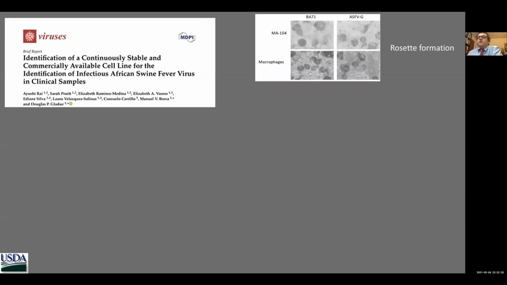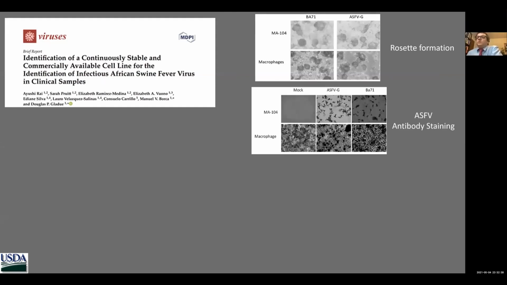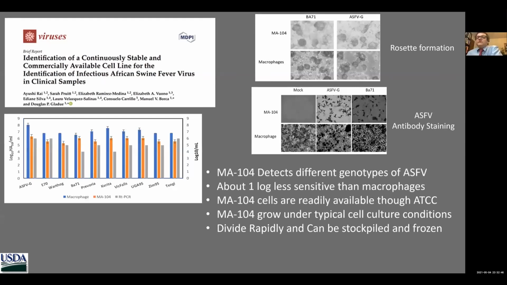So last year, we solved one of these problems where we identified a commercially stable cell line for the identification of infectious African swine fever in clinical samples. And here we show MA104 cells. As you can see, in MA104 cells or macrophages, you're able to see rosette formation. We were able to do antibody staining, which was a plus for MA104 as they had almost no background, so it makes it very easy to antibody stain for ASF.